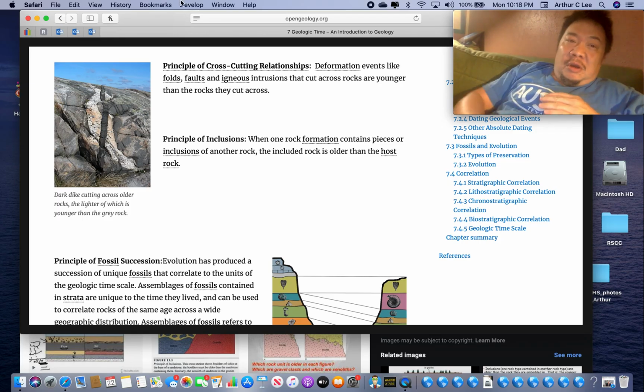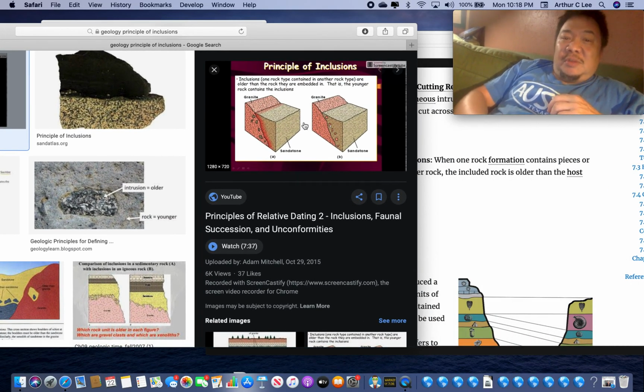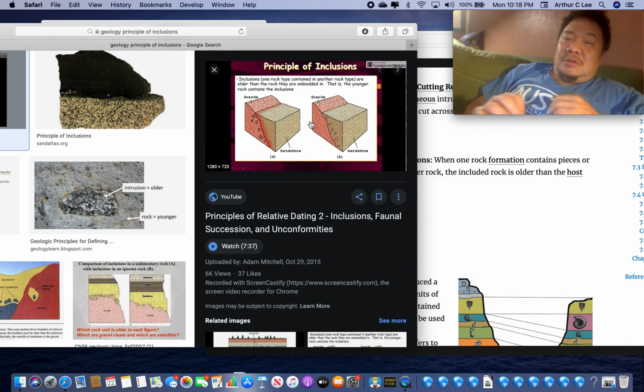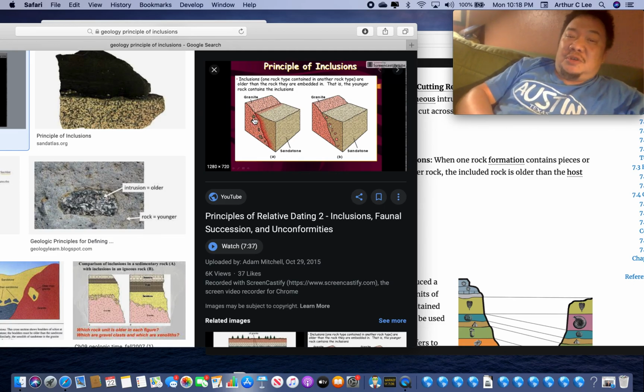Principle of inclusions. First of all, in order to understand the principle of inclusions, you need to know what an inclusion is. Here's a picture. Take a good close look at it. At first glance, these two pictures might seem the same. Here you have a sandstone, a detrital sedimentary rock, represented by these dots. Then in orange, they have granite, which is an igneous, plutonic rock. You have the same thing on both sides. No, you don't, because in this picture you have inclusions of the sandstone in the granite.